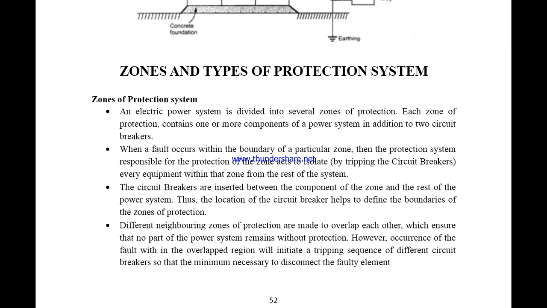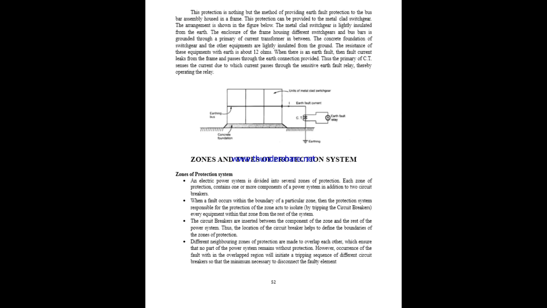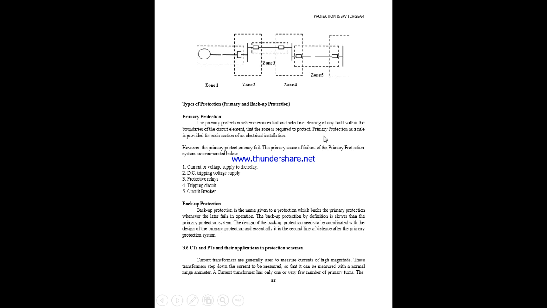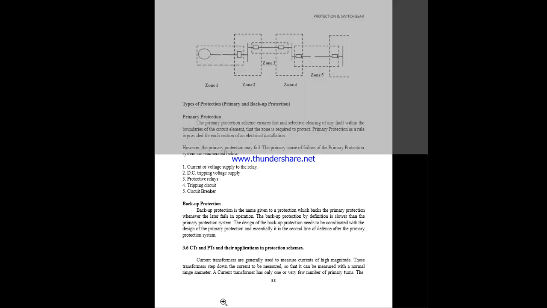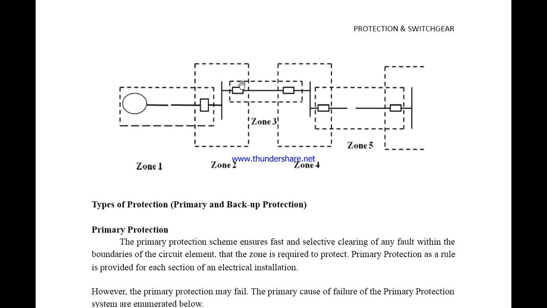For example, next to the generator, a transformer will be there. The zone which is protecting the generator will be protecting the transformer also as a secondary one. The transformer zone, which is provided with a specific protection, will cover the generator zone as well as the busbar zone. Likewise, the neighboring zones of protection will overlap with each other. Why is it so? If the protection system fails, the next one will help with the protection. We have already seen this diagram in the earlier lectures.